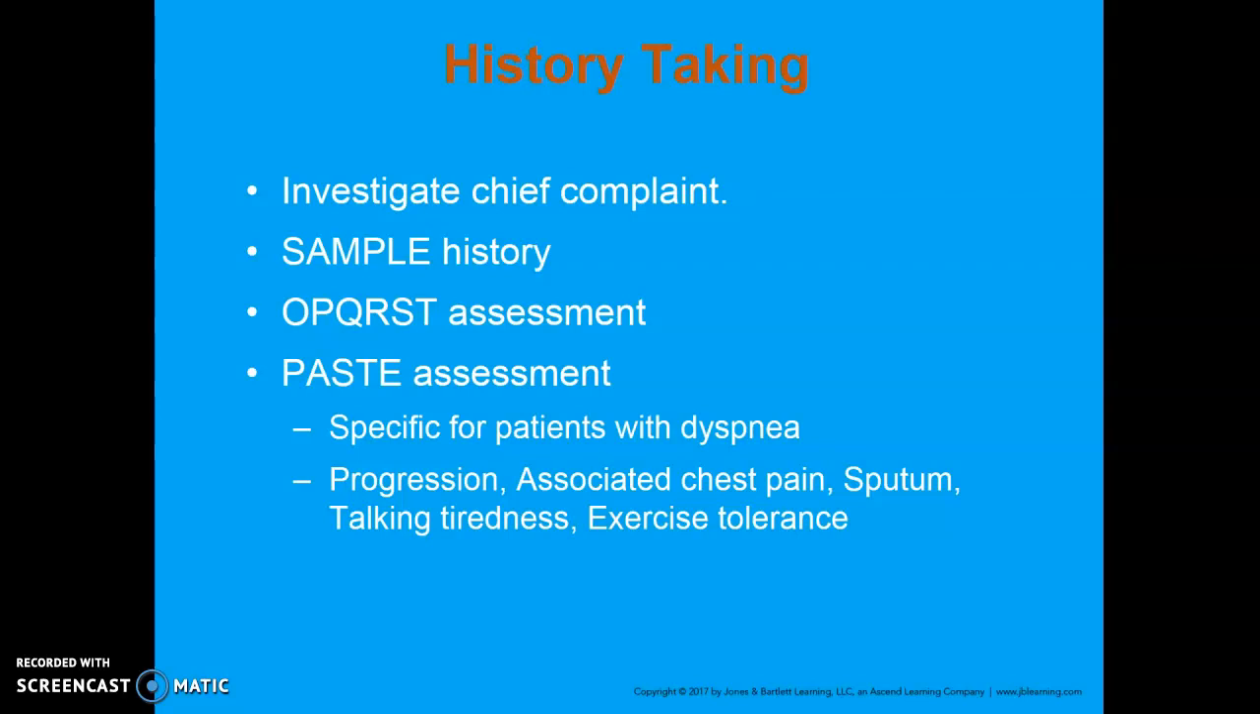The text does introduce the PACED mnemonic to help with assessing the complaint of shortness of breath or difficulty breathing. So progression, how did it start? How is it progressing? Is there any associated chest pain? Any sputum? If so, has it been increased and what color is it? Do you get tired from talking? And then are you able to do any exercise before you get dyspnea?